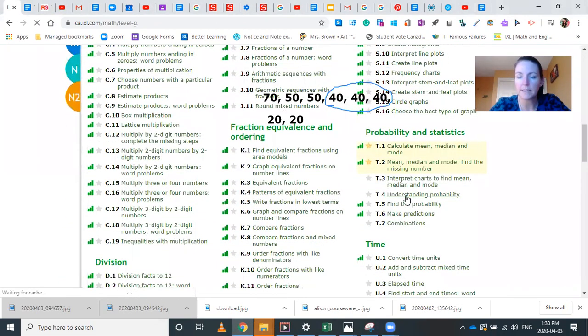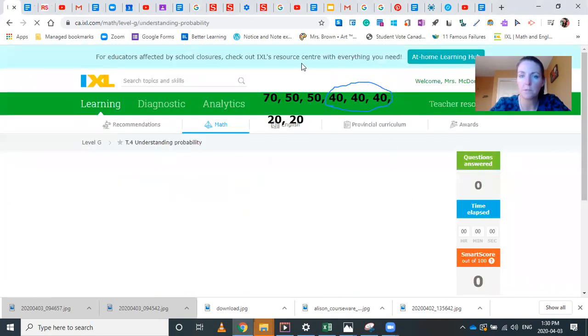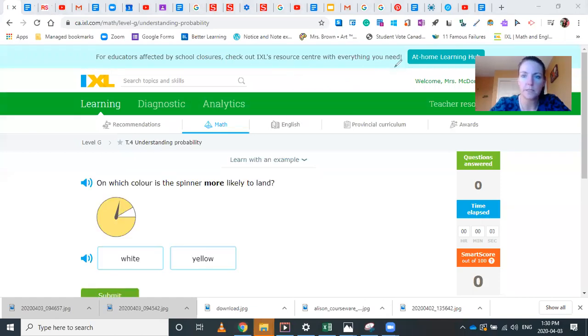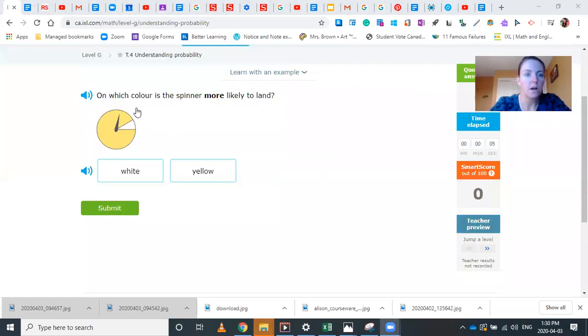And we're looking at understanding probability. Okay. So let's look at the question. On which color is the spinner more likely to land? Right? If something is likely, then it is probably going to happen. If it's unlikely, then it's probably not going to happen.